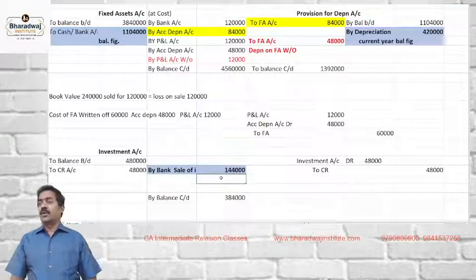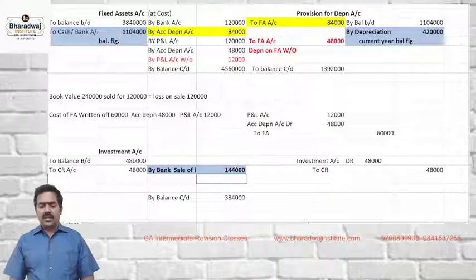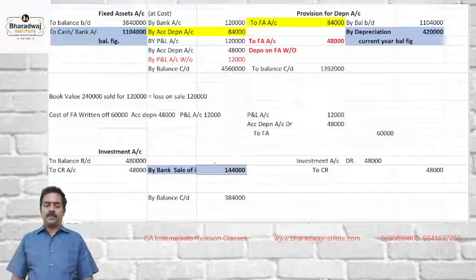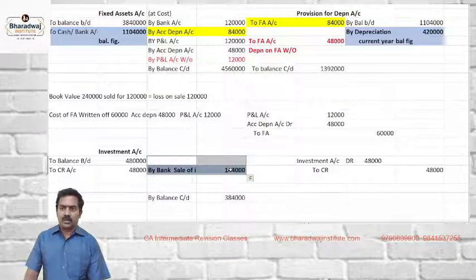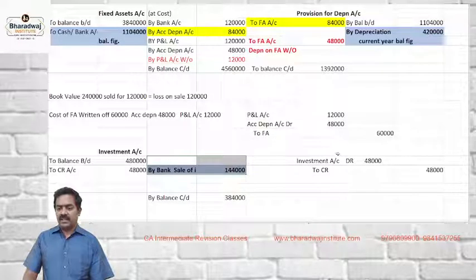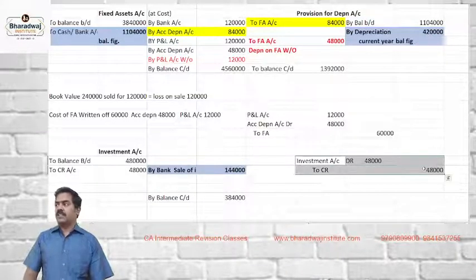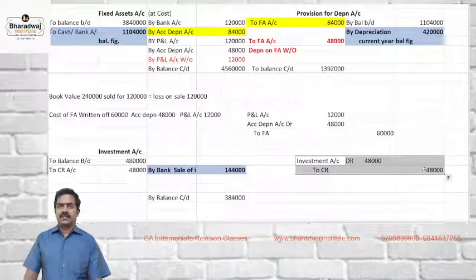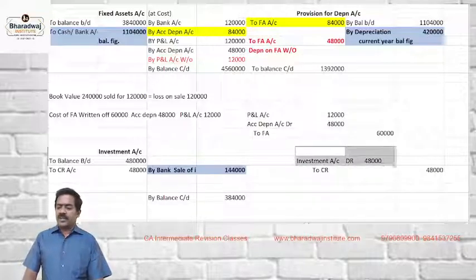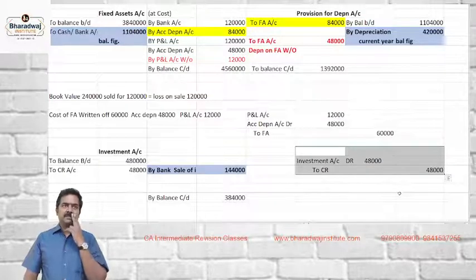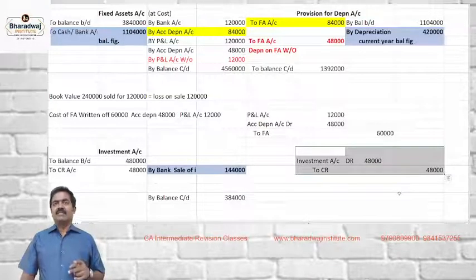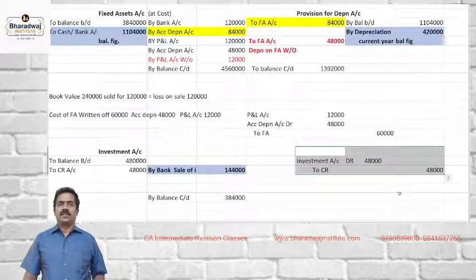Now, here also some students go wrong. Where will this 1,44,000 appear? Sale of investment. Where will this 1,44,000 appear? Investment activity. What about this profit on sale of investment? Operating. Think. What is the profit on sale of investment? 48,000. Where will this affect? Will you adjust in cash from operations?